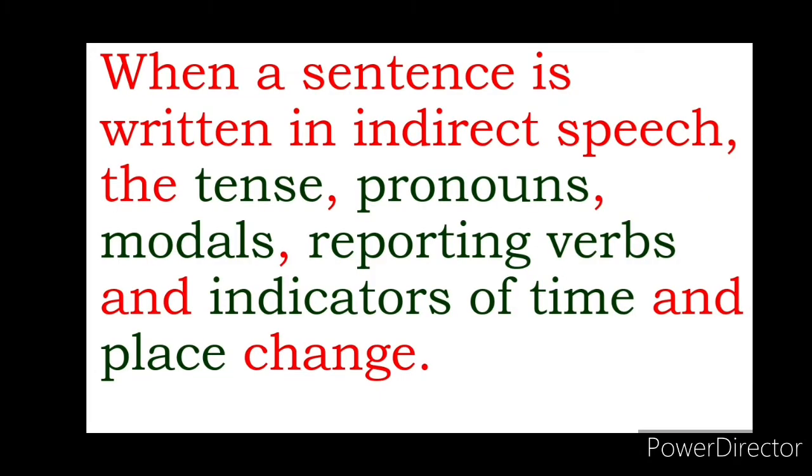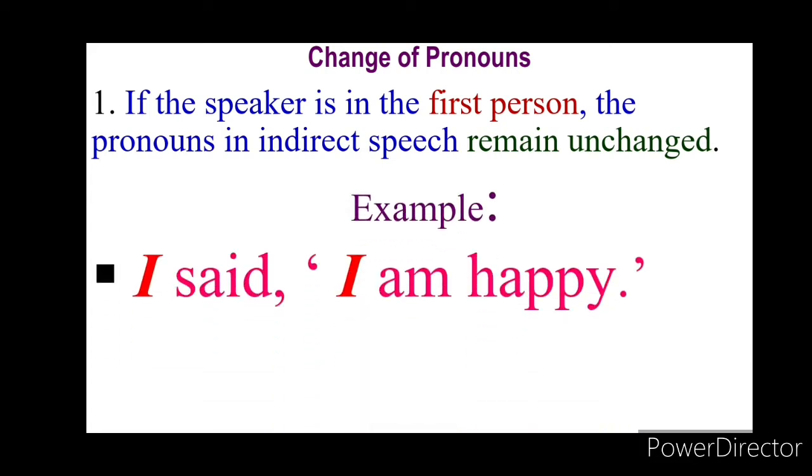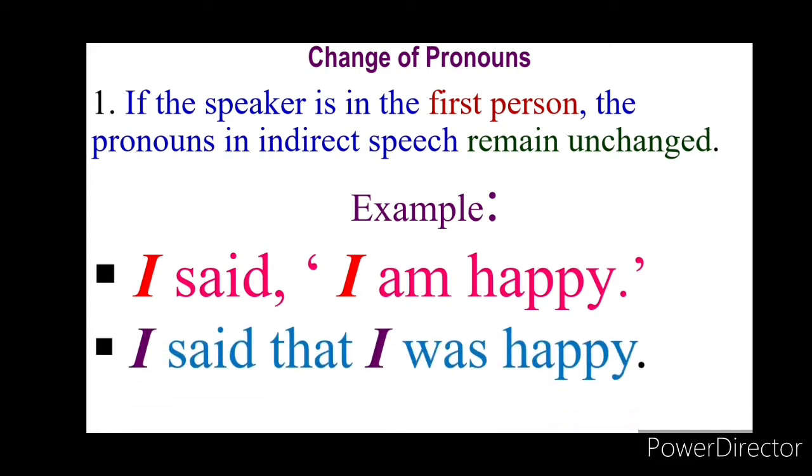When a sentence is written in indirect speech, the tense, pronouns, modals, reporting verbs, and indicators of time and place change. Change of pronouns. If the speaker is in the first person, the pronouns in indirect speech remain unchanged. Example: I said, "I am happy." In indirect speech, it will be, I said that I was happy. So, the first person I remains unchanged.